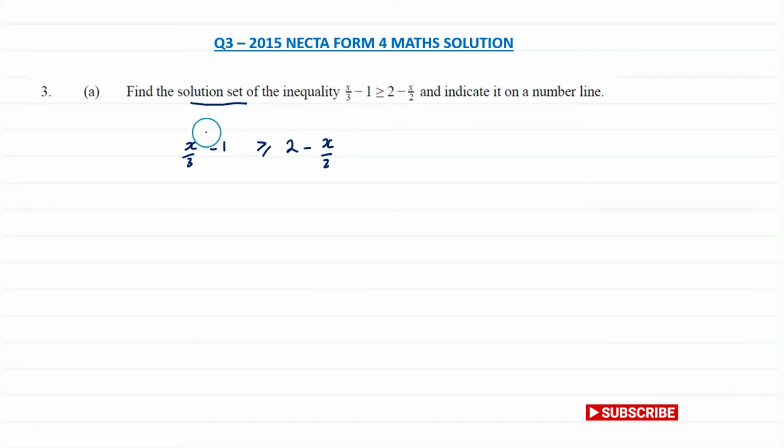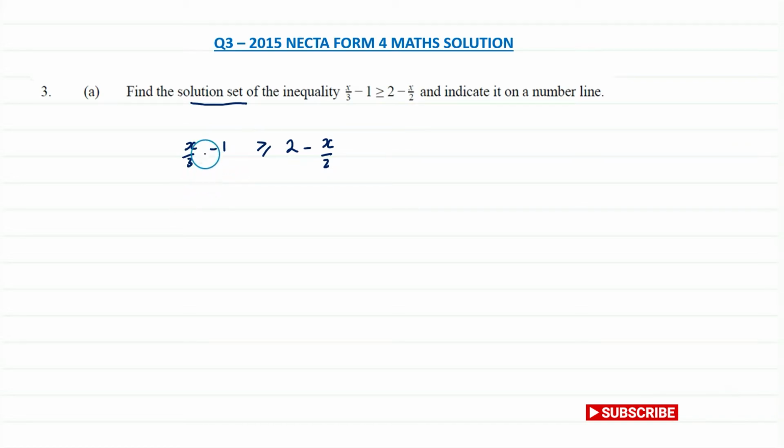And it says solution set. Do you know why that is? Well, because it's an inequality. There is more than one answer. If we had just an equal sign, then we'd just have one answer. So let's find the solution set then.